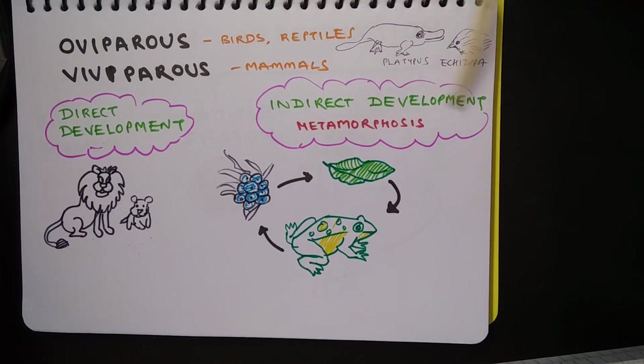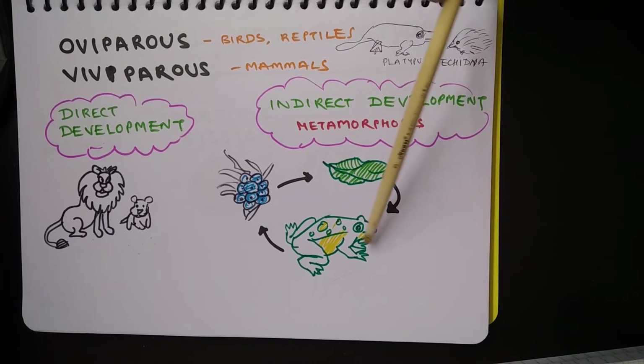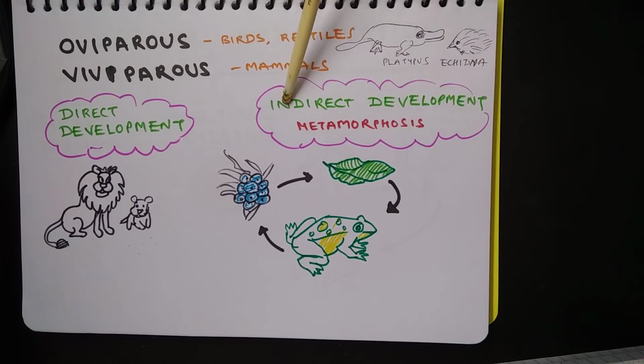When the young ones are entirely different from their parents, then the development is called indirect development. And the difference is so much that the conversion of young ones into adult is called metamorphosis. So you may have seen that a caterpillar looks entirely different from a butterfly. So when the caterpillar turns into a butterfly, the process is called metamorphosis.